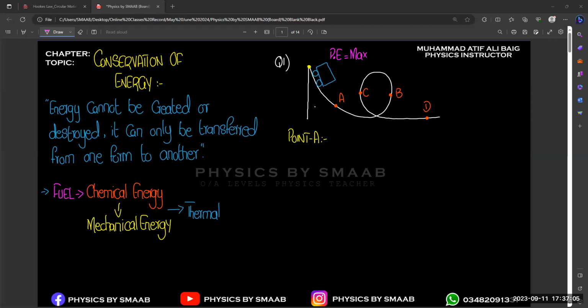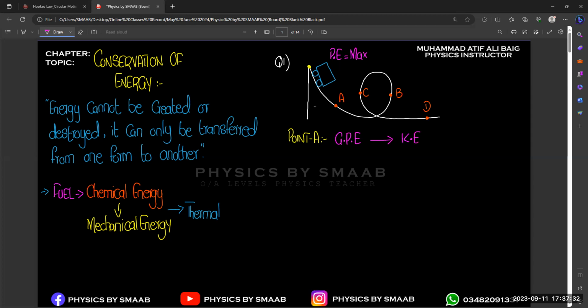Initially we have potential energy, and when the car starts to move from the maximum height to point A, your gravitational potential energy converts into which type of energy? Kinetic. Clear, everyone? Can you repeat just once?